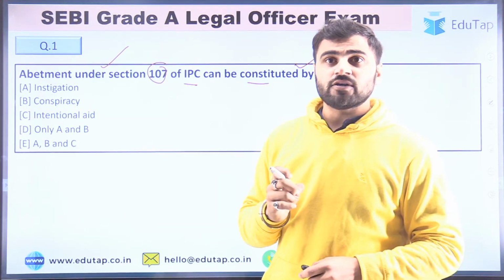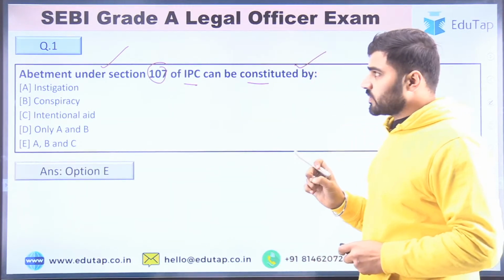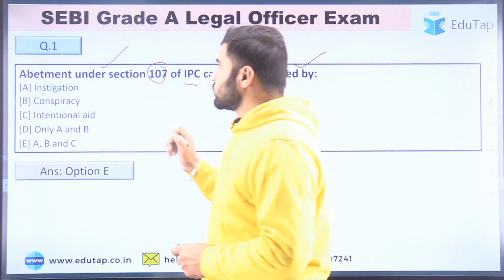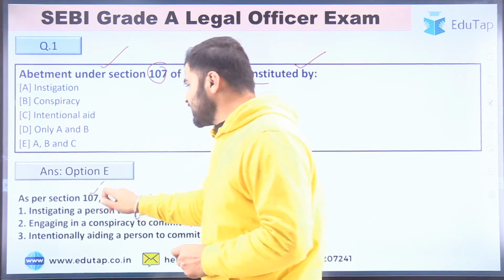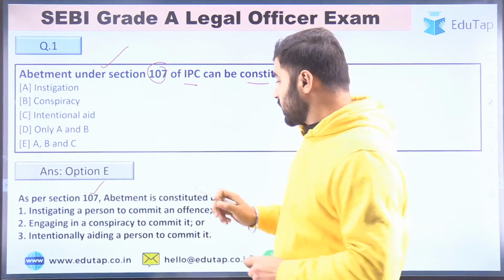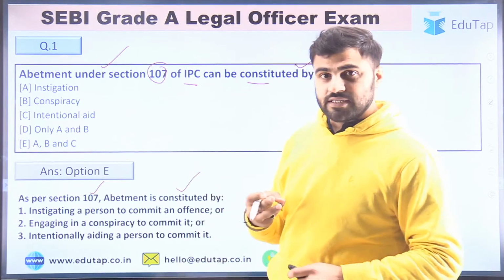So Ranjay is saying option number E, that is all of the above, right? Your answer is correct, Ranjay, well done. So the right answer for question number first is option number E. As per section 107 of the Indian Penal Code, abatement is constituted by 3 types, right?